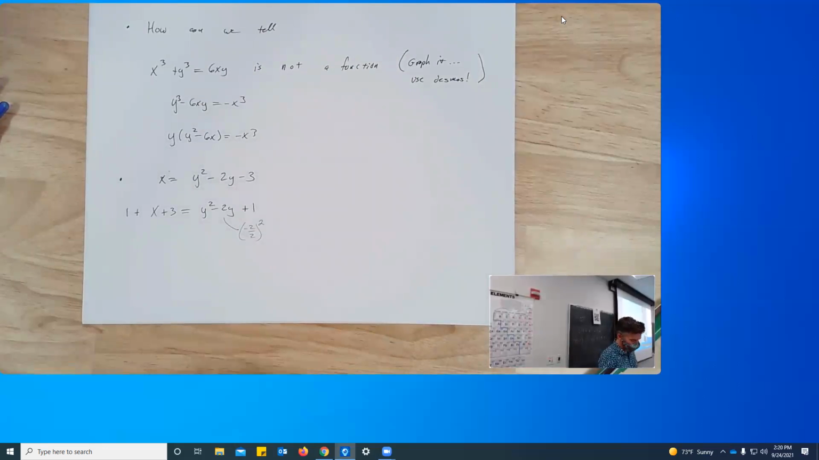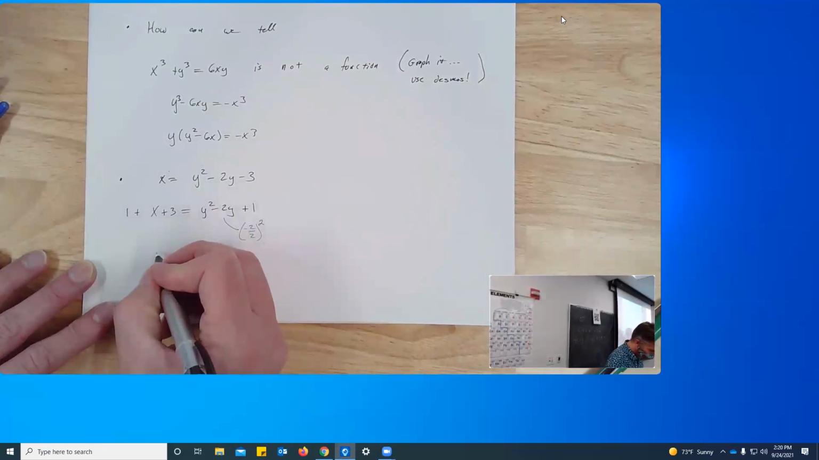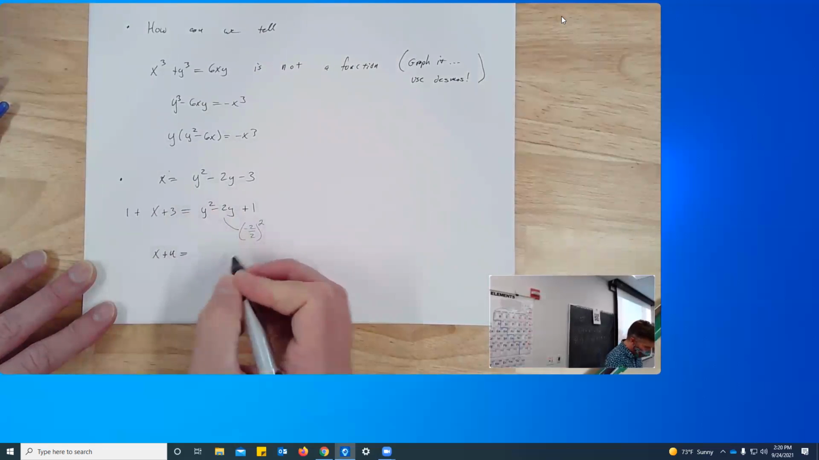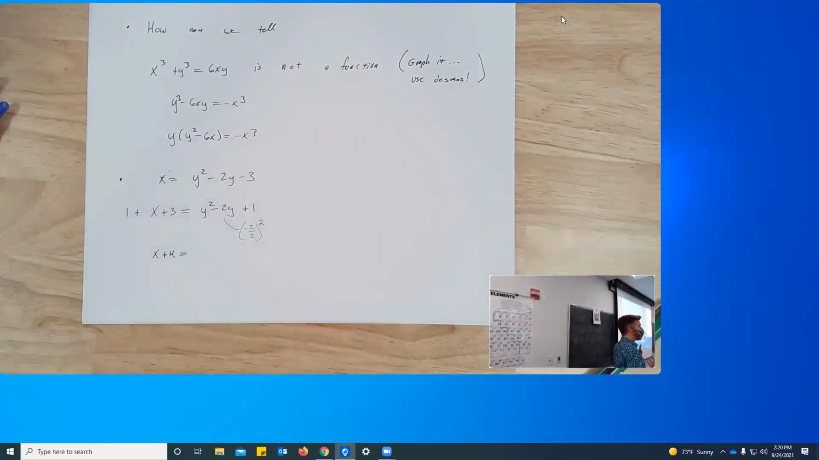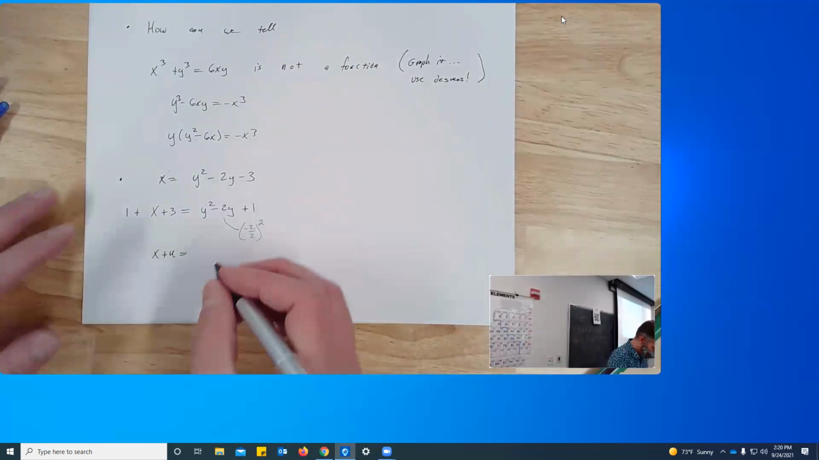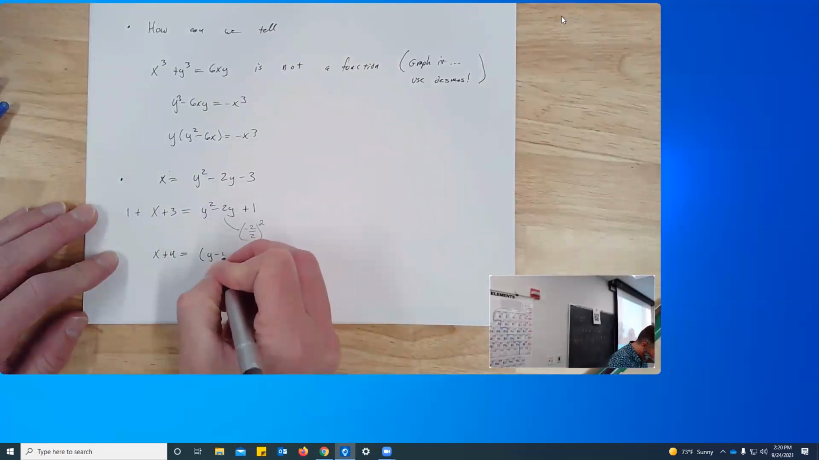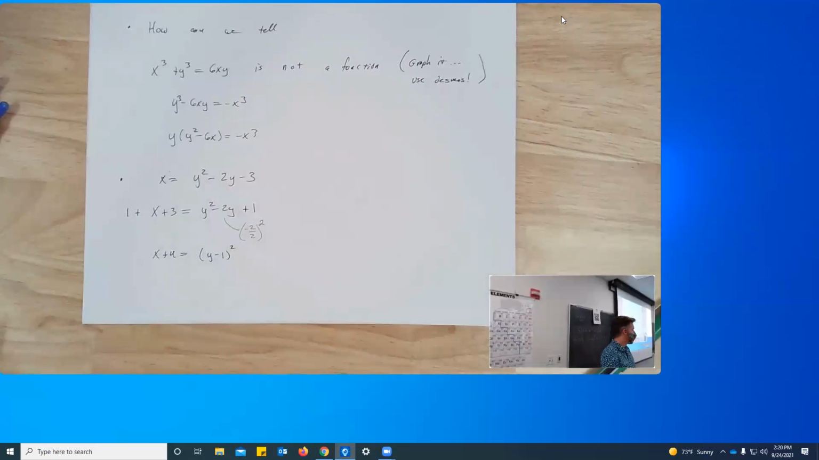I know this looks kind of not the best. So I've got x plus 4 on the left. And on the right, the reason we added 1 was to complete the square, right? It's now going to look like something squared. It's going to be y minus 1 squared. And now I can try and solve for y.